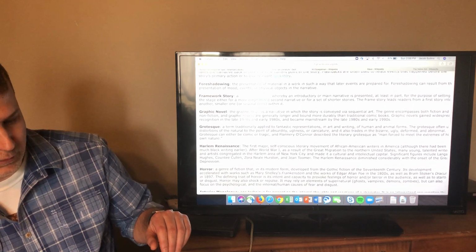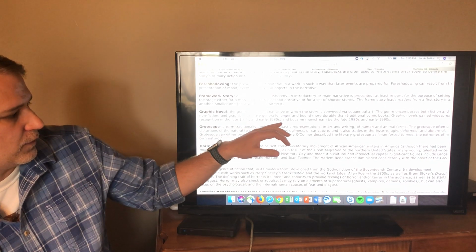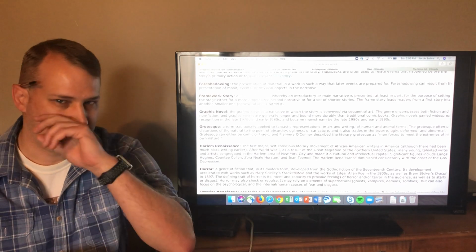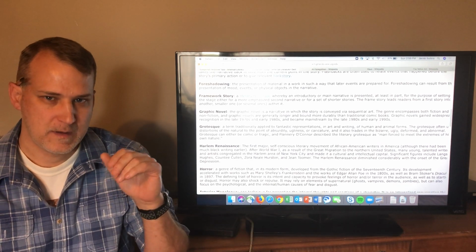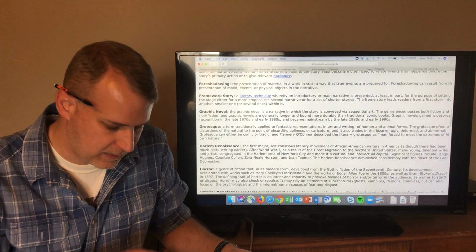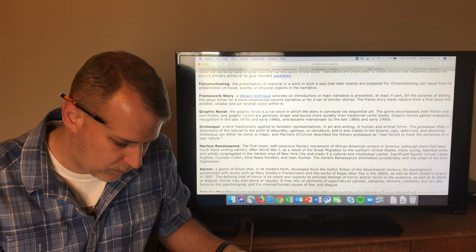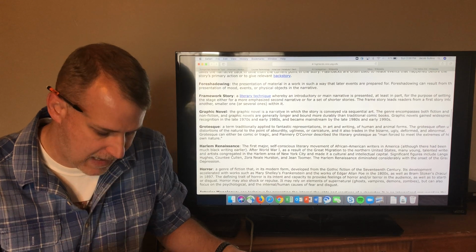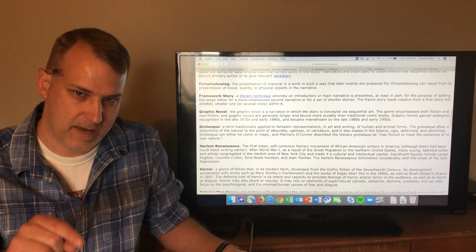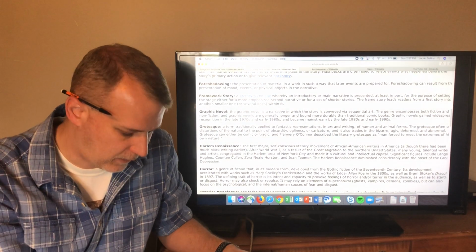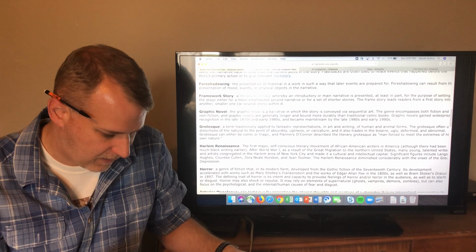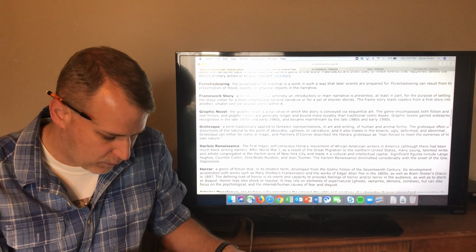The graphic novel is a narrative in which the story is conveyed via sequential art. That's an important concept in understanding the graphic novel, that sequential art. And as you look on the pages, you will see, like on the first page on 1051, there are 8 sequential pictures. There's 8 little frames, and they tell the story in the sequence of those frames. Some of the rest of them have more frames, have fewer frames.